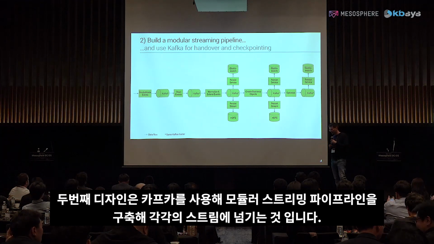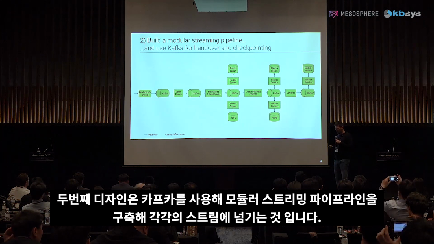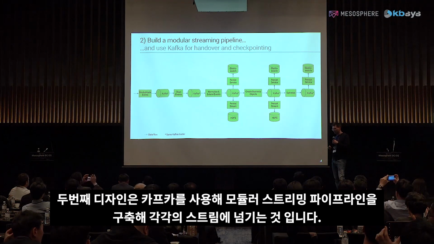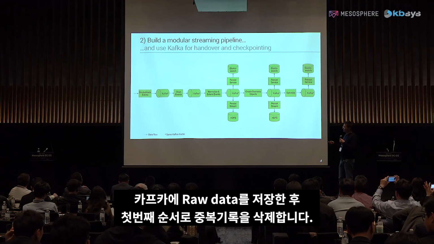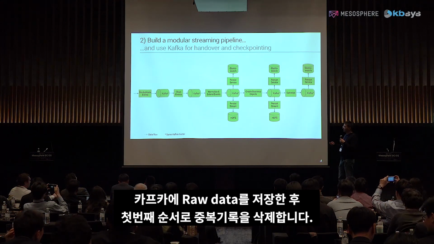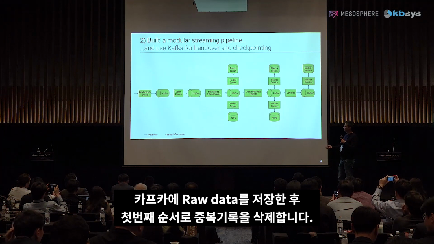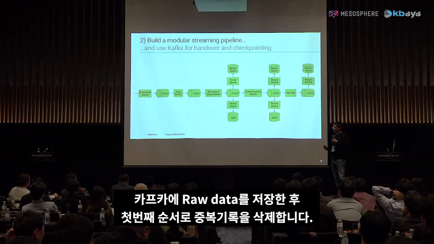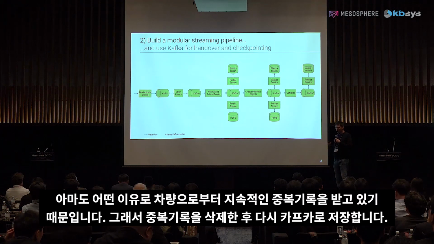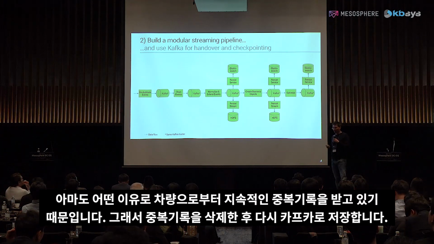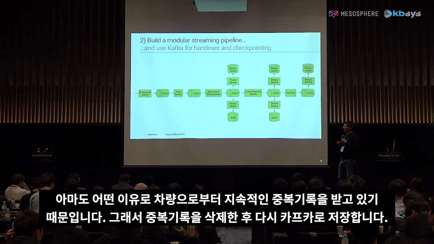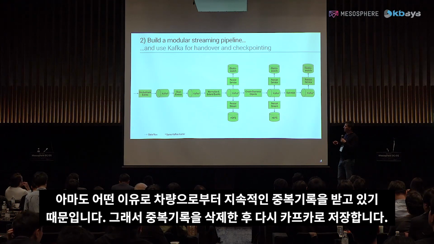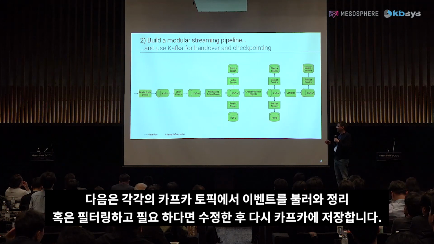The second design decision was to build a modular streaming pipeline using Kafka for handover between the individual streams. After we stored the raw data in Kafka, a first stream, depicted here on the left, deduplicates events because, probably because of bugs, we keep receiving duplicates of events from the vehicles. The first thing is we want to deduplicate them. Then we store the data again in Kafka.